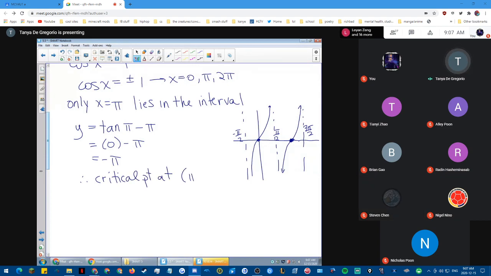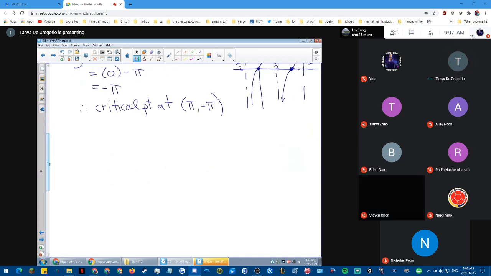Okay, so then therefore, you've got a critical point at pi, negative pi. We want to check if it's a max or a min, guys. Do you want to take a second derivative, or should we do a first derivative test in this case? You can do either. But in this case, we don't need to find the second derivative, so we might as well just do a first derivative test.